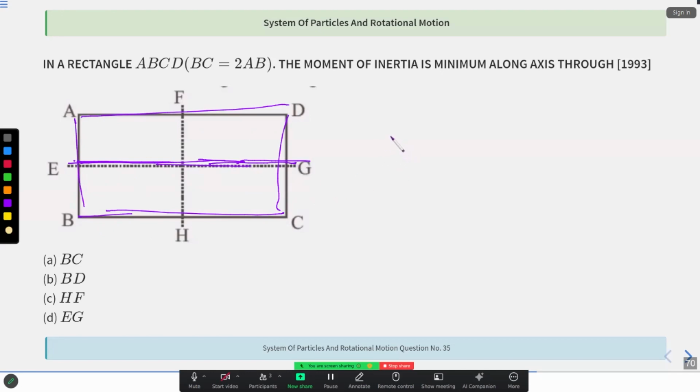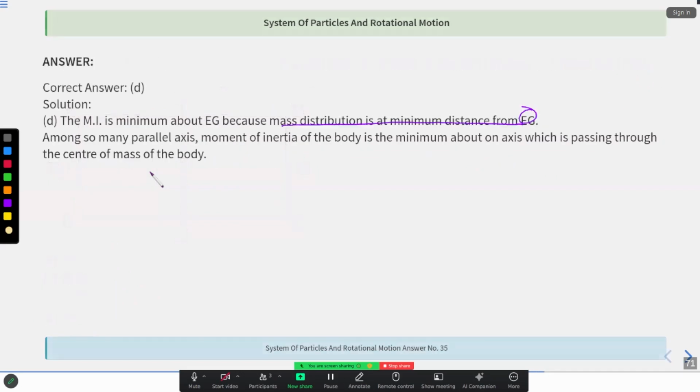Why is mass distribution important? Understand why mass distribution is important. Moment of inertia is sigma mr square, right? Mass is very important over here. Mass of a body is really very important over here. Radius is important, but they have just mentioned it over here. So to calculate this parameter, we just need mass. Just check where the mass distribution is least. This question had come in 1993.